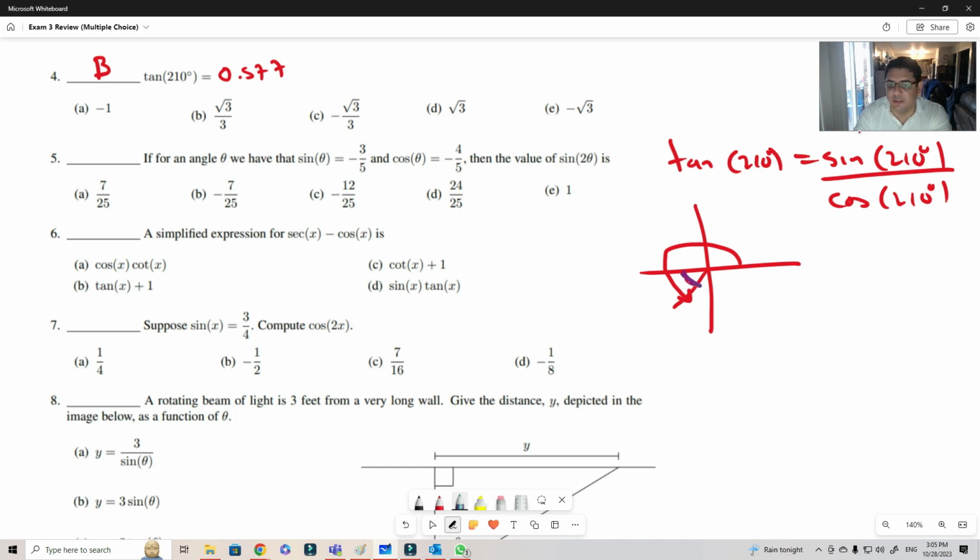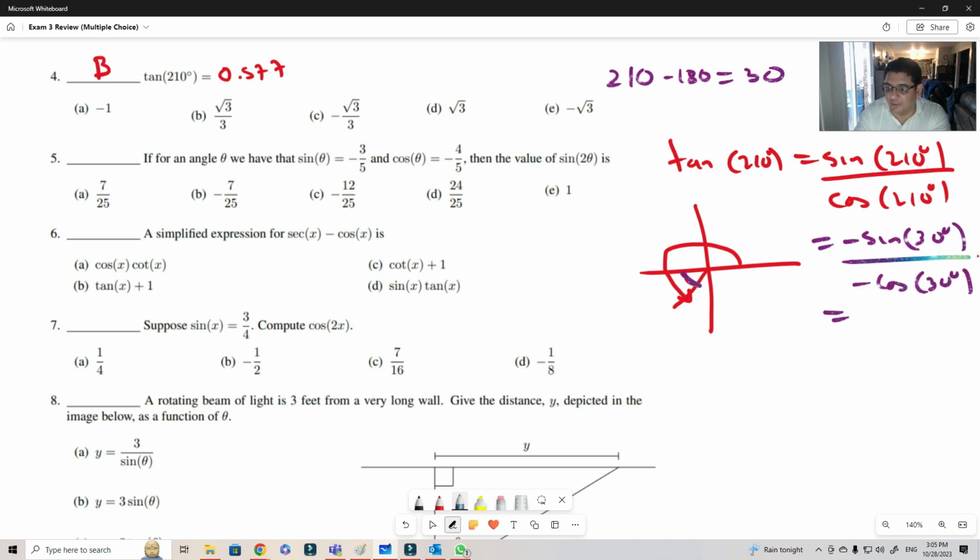And how do you calculate that one? Well, that's going to be 210 minus 180, and so that'll be 30 degrees. But we are in the third quadrant. So in the third quadrant, the sine and cosine are both negative. So you can see that this is going to be minus sine of 30 degrees and minus cosine of 30 degrees.